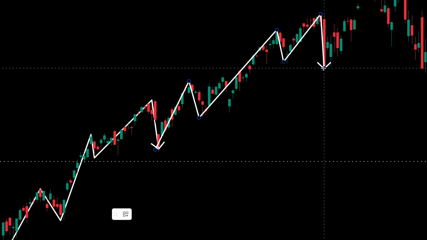Now this is what we call a deep pullback. Now, this is where we want to pay close attention because in these areas we can either get a reversal or the pullback could just be a deep, deep pullback for a higher move to the upside. That's where a lot of people get trapped. That's where a lot of FOMO kicks in, which means fear of missing out. A lot of people want to jump in right here for a reversal. Everybody wants to catch the reversal.